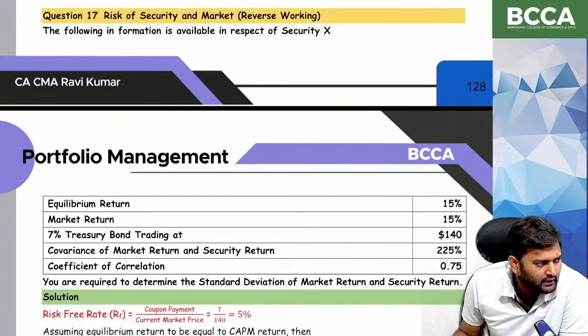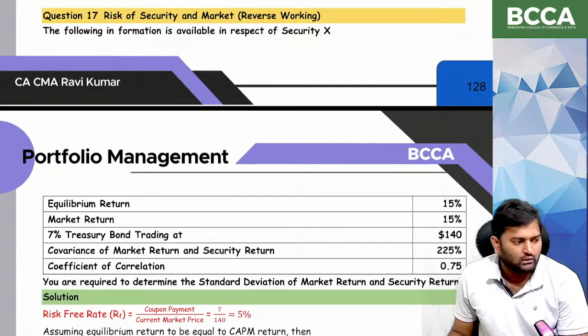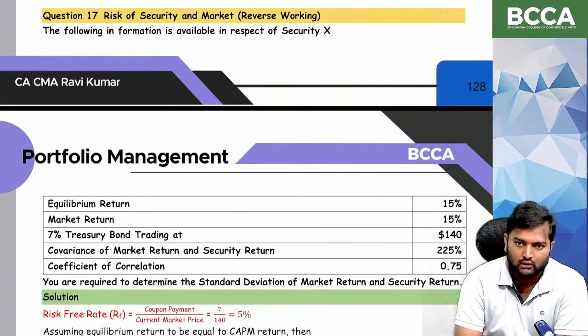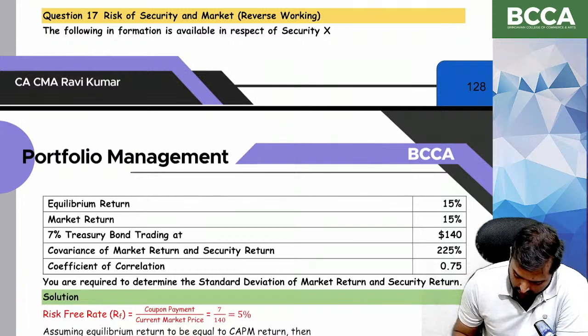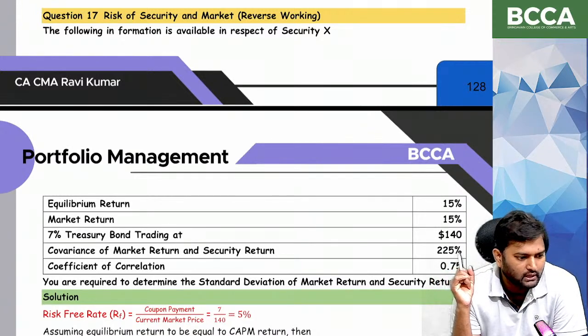So question number 17, I asked you to try question number 17. Are you able to solve this one? You are required to determine the standard deviation of market return and security return. Are you able to solve this? Let me know what is the answer.